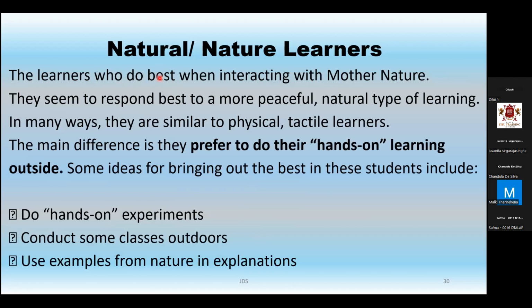Then you have the last kind of learners, nature-related or natural learners. When interacting with Mother Nature. So they need a very calm and quiet environment if they are to learn. Right? So they seem to respond best to a more peaceful, natural type of learning. They will not be fruitful if they are placed in a busy environment. They need a very serene, calm, quiet place to learn.